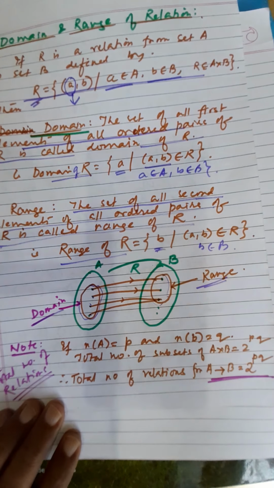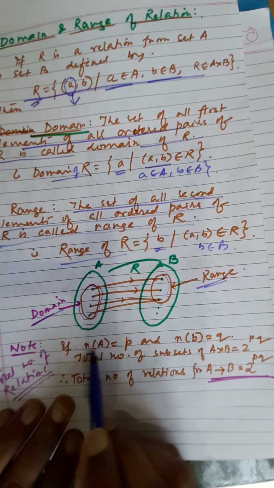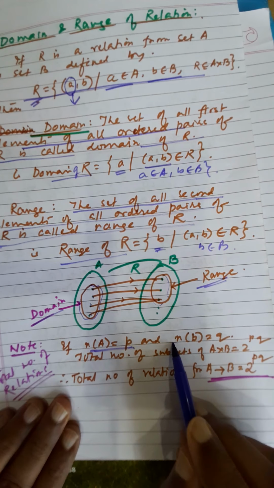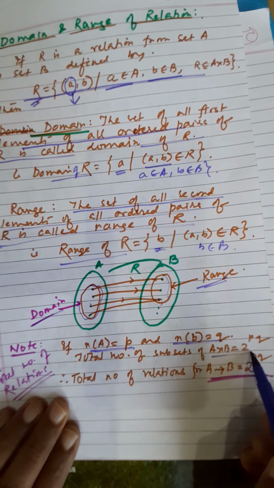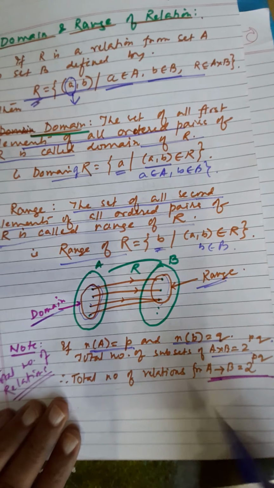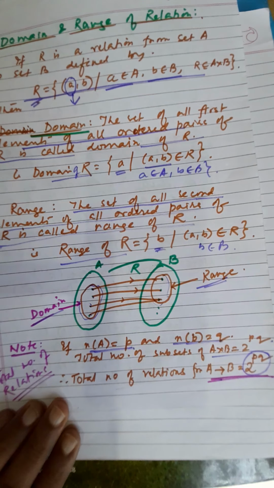Note, here we have to keep in mind that if n(A) is equal to p, the number of elements of A is p, and the number of elements of B is q, then the total number of subsets of A cross B is 2 to the power pq. Relation is nothing but a subset, so the total number of relations is 2 to the power pq. Sometimes the questions may ask to find the total number of relations from one set to another set. That will depend upon the number of elements of the sets.